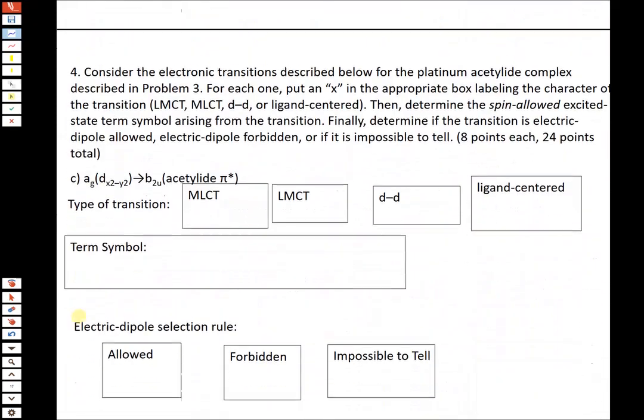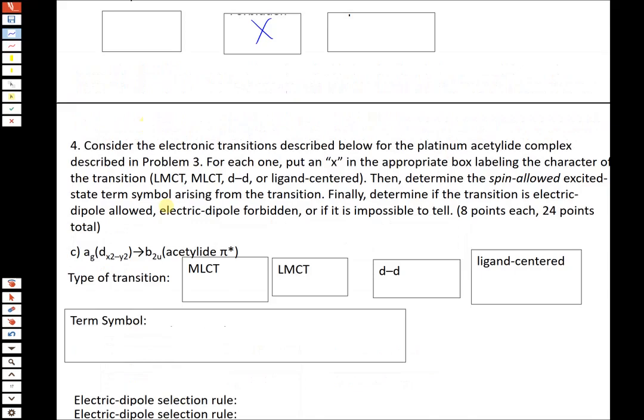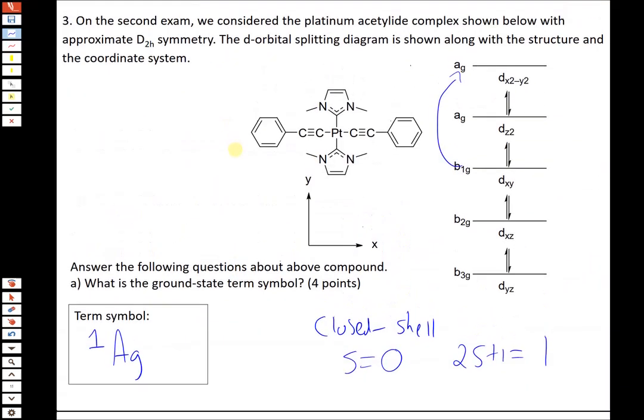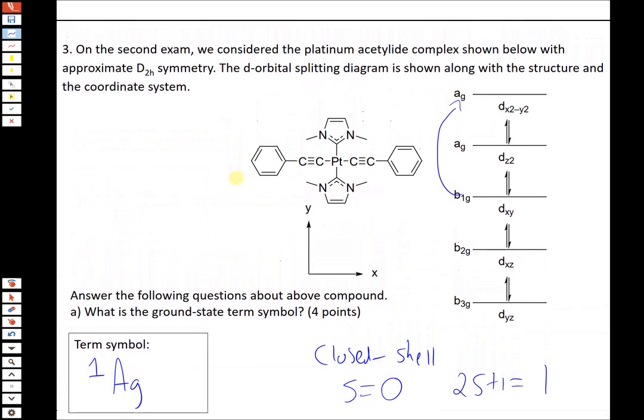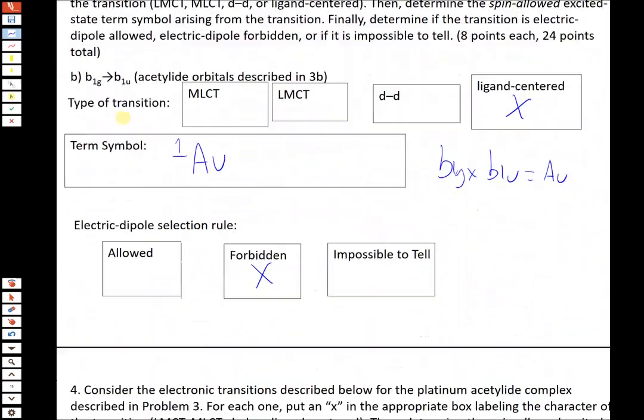Alright, and then finally the last one here is from the dx squared minus y squared orbital to B2U. Oh, that was a dumb one, because dx squared minus y squared is empty. Alright, pretend like it's not empty. Sorry about that. Small typo there, but it's AG to B2U, but this time it's from a d orbital to a ligand orbital, so it's metal to ligand charge transfer.